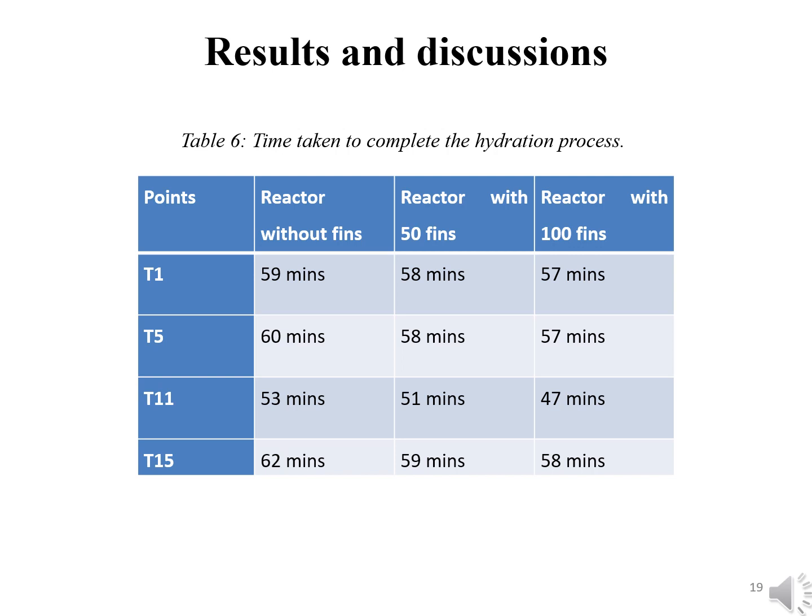In the table below, we can see the time taken to complete the exothermic hydration process at all four points in the reactor with no fins, 50 fins and 100 fins. As shown in the table, the reaction completes first at point T11, which is in the center of the reactor, then at points T1, T5 and finally at point T15. Compared to the reactor without fins, the reaction time reduces by 2 minutes after adding 50 fins, and by 6 minutes after adding 100 fins.